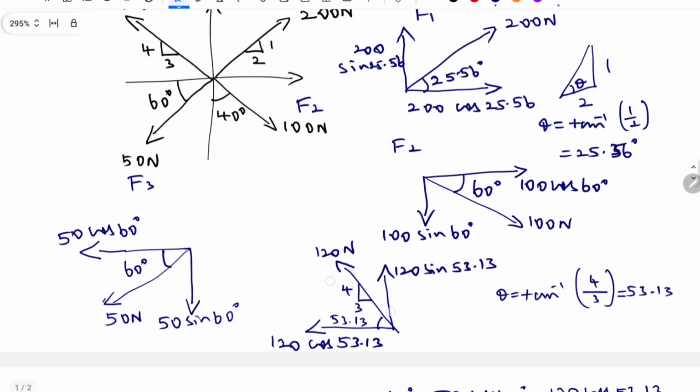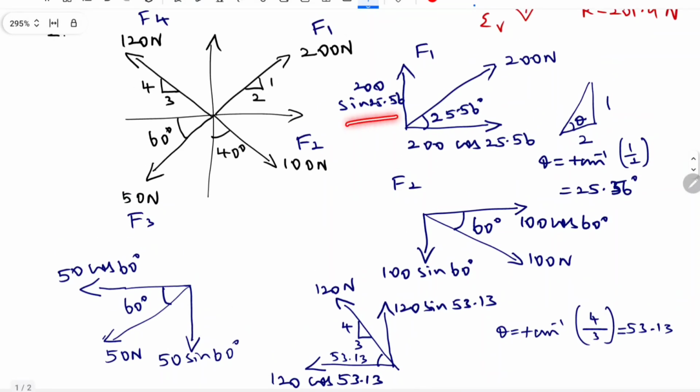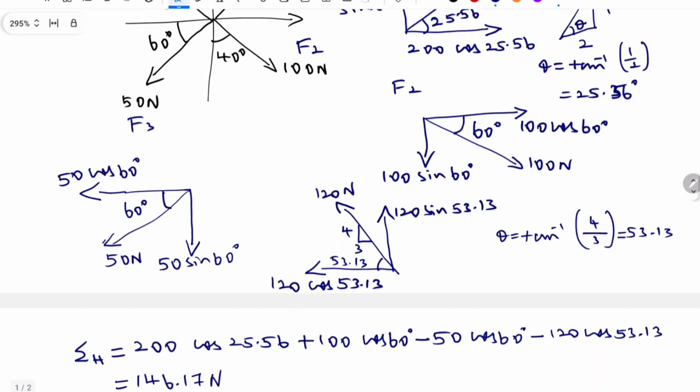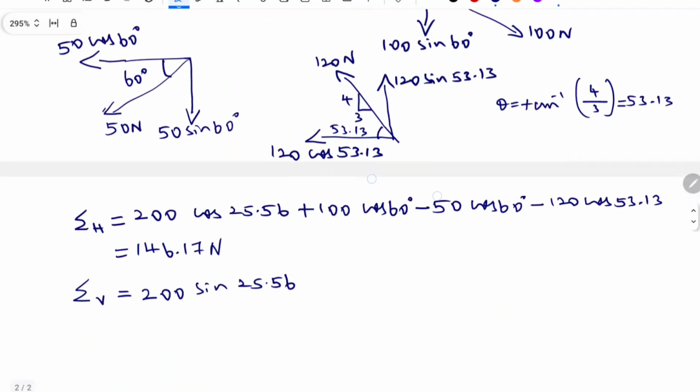So, starting from F1, in the F1, this 200 sin 25.56 is acting in the upward. So, it is considered as positive. So, it is 200 sin 25.56. And in F2, this 100 sin 60 is acting in the downward direction. So, it is considered as negative. So, minus 100 sin 60 degree.